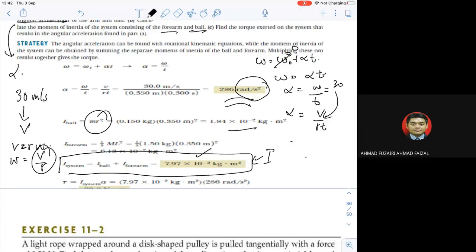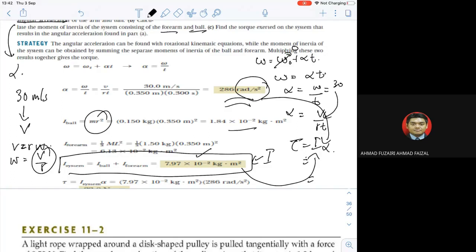Okay, and then try to put in all the values. Torque equals I alpha, because we want to find torque. So I is this one and alpha is this one. So you will get something equivalent to, let me do some calculation because you cannot see over there. All right, so 7.97 times 10 to the power of -2, times 286, okay, 286 radians per second squared.